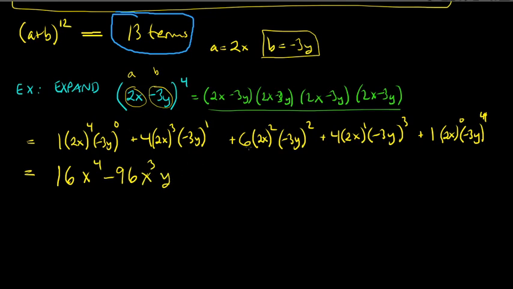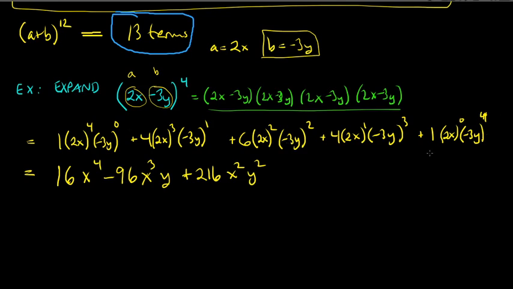And then for the next term, we have 6 times 2 squared times negative 3 squared. Okay, so 6 times 4 is 24. And then times 9 is going to be 216. So this is going to be plus 216 x squared y squared. Why is it plus? Because it's a negative times a negative, right? It's a negative squared.